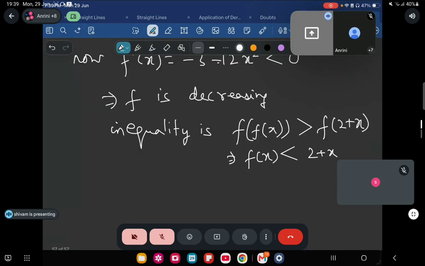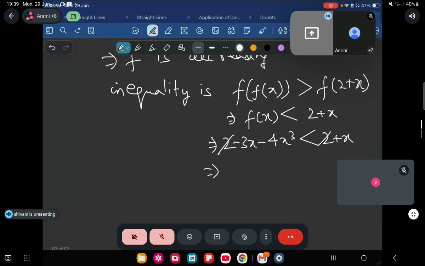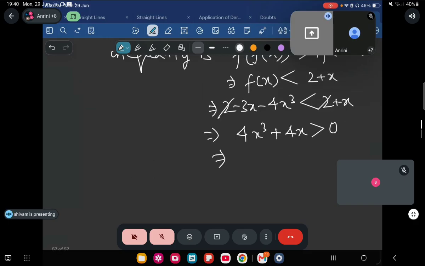If f of x is less than 2 plus x, this implies 2 minus 3x minus 4x cubed must be less than 2 plus x. Now you see 2 gets cancelled. You can take x to the left hand side or everything to the right hand side. You'll get 4x cubed plus 4x must be greater than 0. Take 4x common, you'll get x square plus 1. X square plus 1 is always greater than 0. This implies x should be greater than 0.